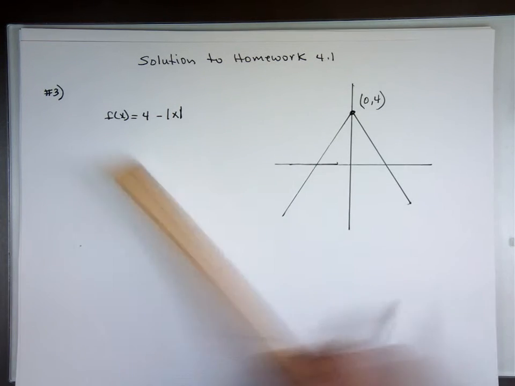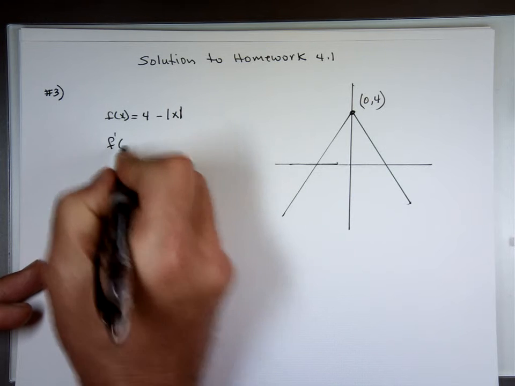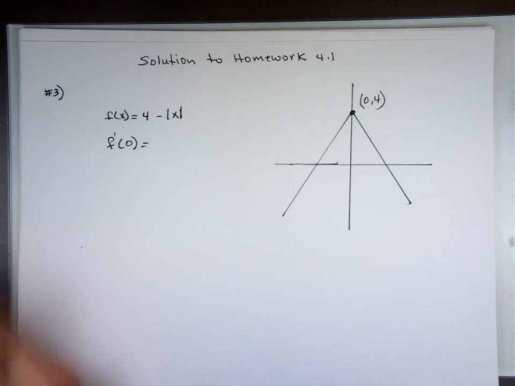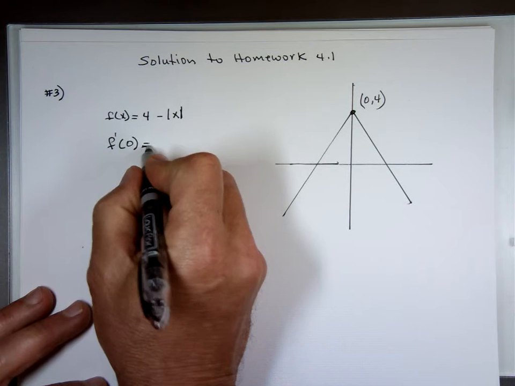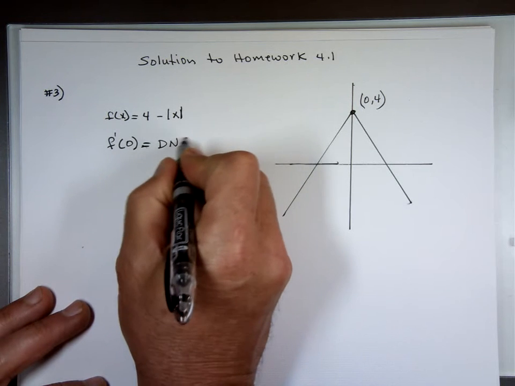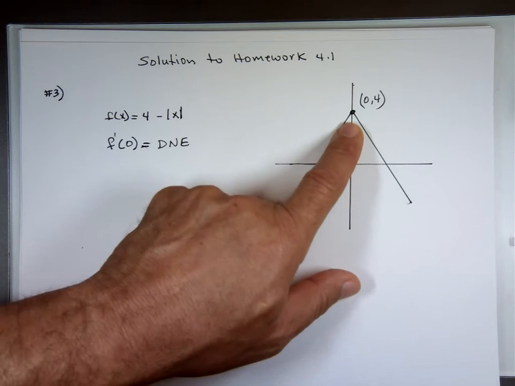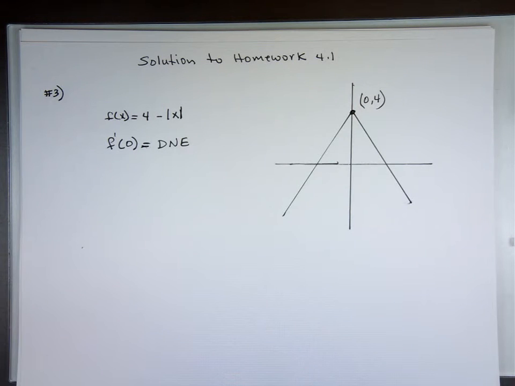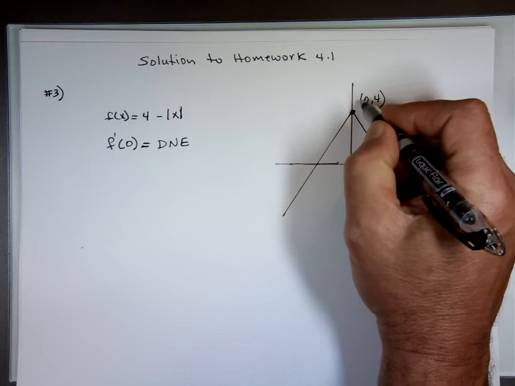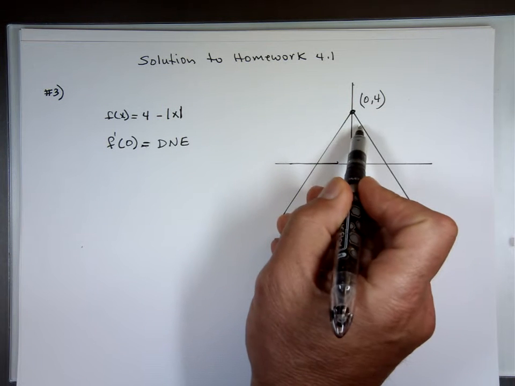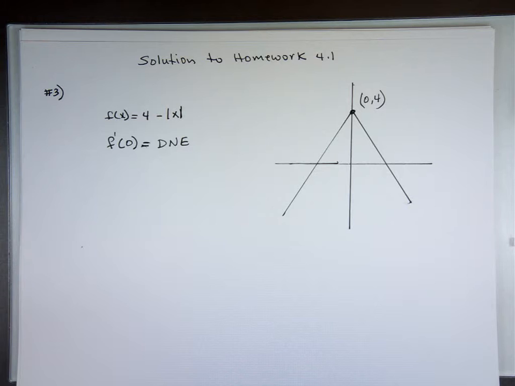What's the derivative at 0? And the answer to that, I don't even have to do it, DNE. Anytime you have a V, there is no derivative. So at the V there, that's an upside down V, there is no derivative. Why? The derivative is the slope of the tangent line. And if you look from the left side, the slope is positive. You look from the right side, the slope is negative. If they don't match, there is no slope. So this one does not exist.